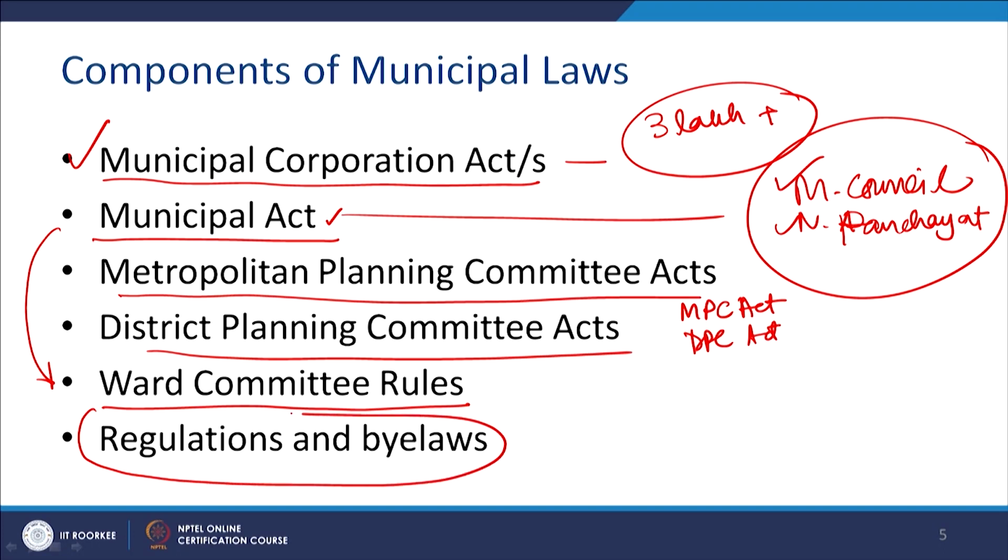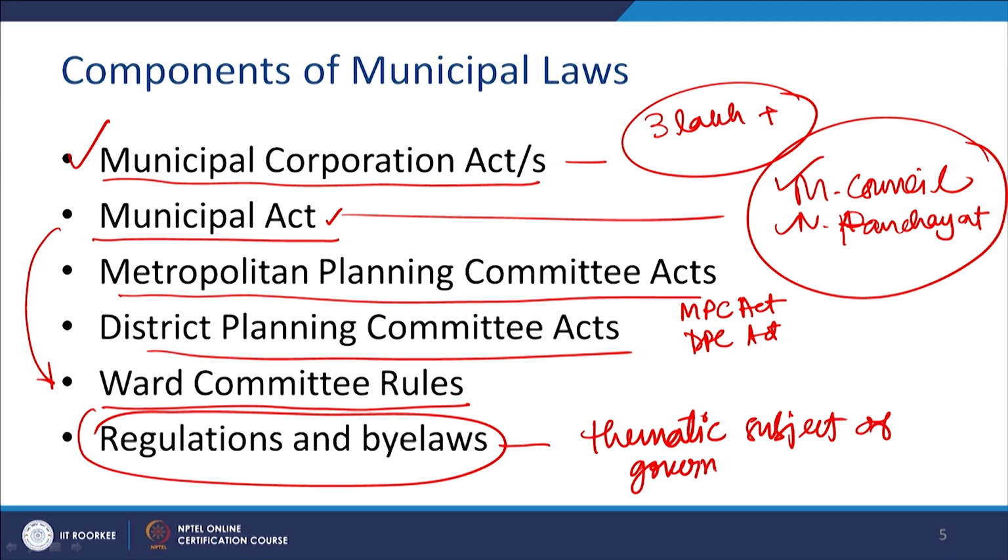And apart from the rules, there can be regulations and bylaws which are formed for various thematic subjects of governance and development. For example, the municipal corporations and municipal bodies can frame their regulations on local taxes, regulations of the building, and bylaws for building and other development. So, those kinds of provisions are given within the domain of municipal laws.